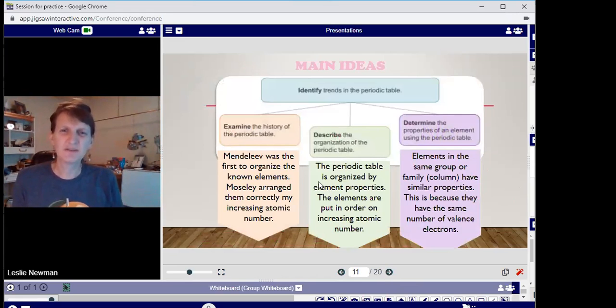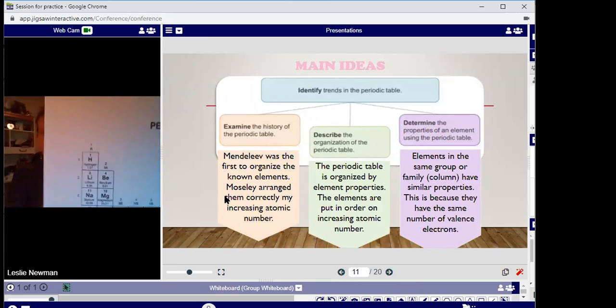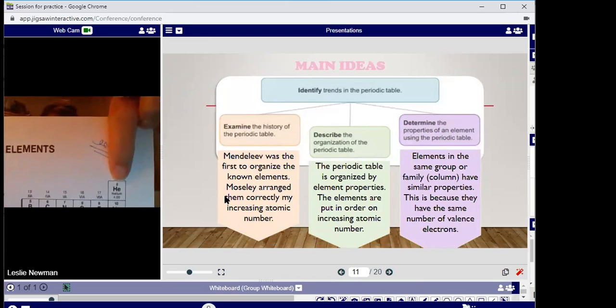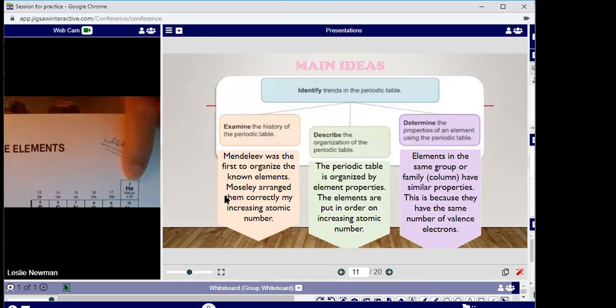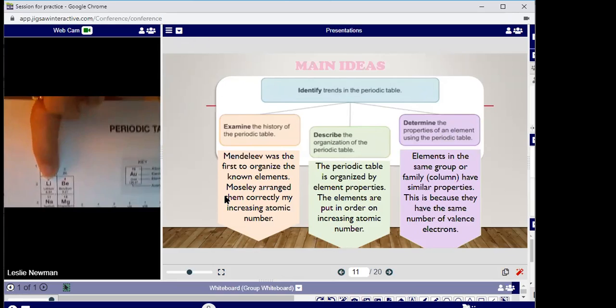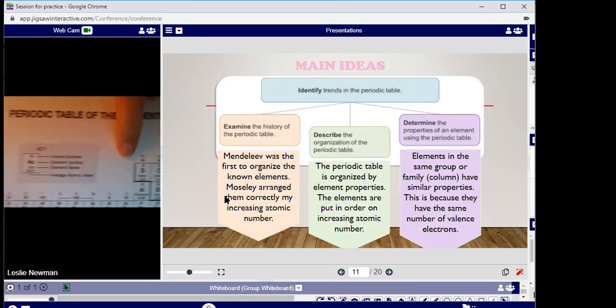All right, so let me just give you a little background and then I'll send you off to do the lesson. The periodic table is organized by increasing atomic number, and you can see that by hydrogen being number 1. Then we go across, helium is number 2, and then it starts repeating when we have properties that repeat. So we go back to this side and we have lithium is number 3, beryllium is 4, it goes across.